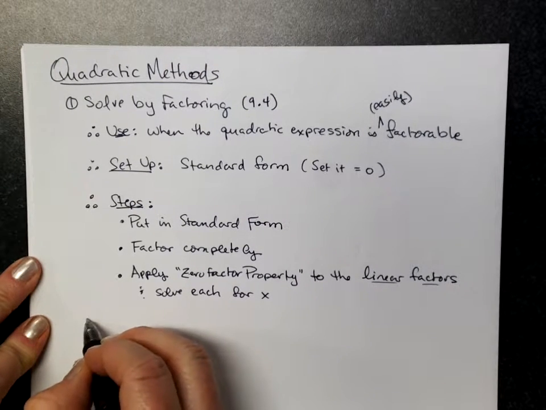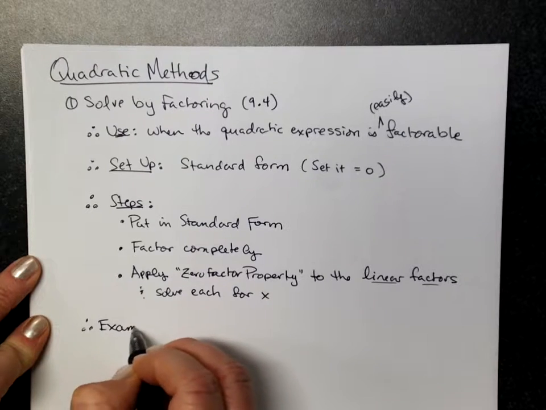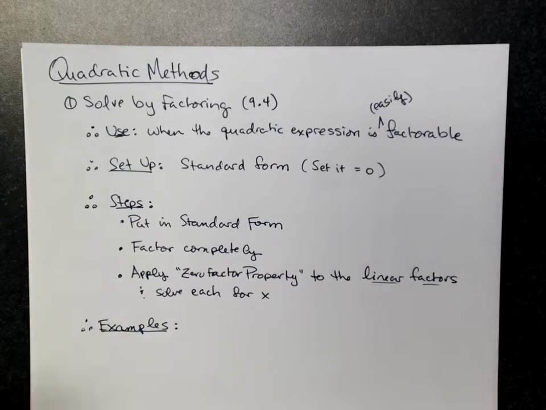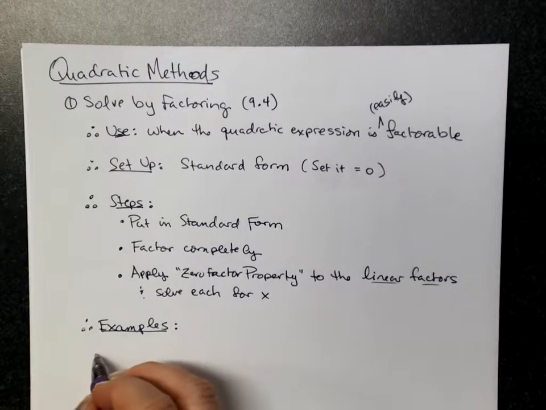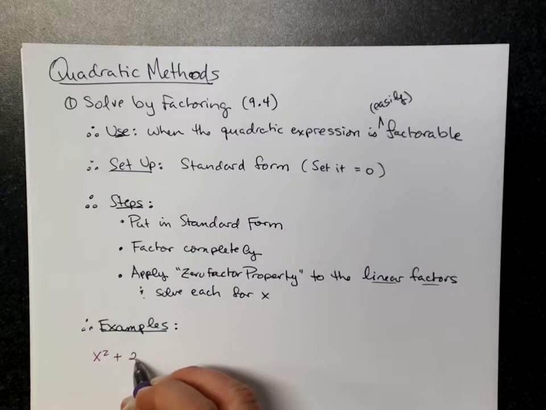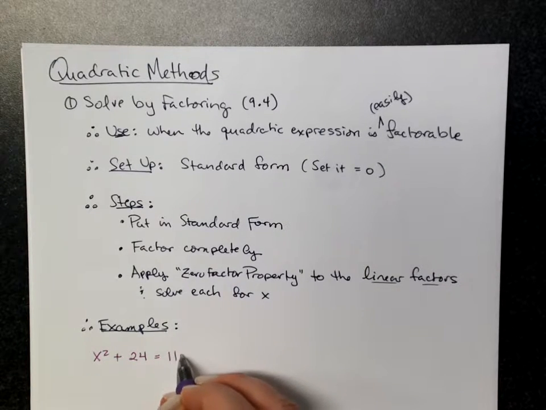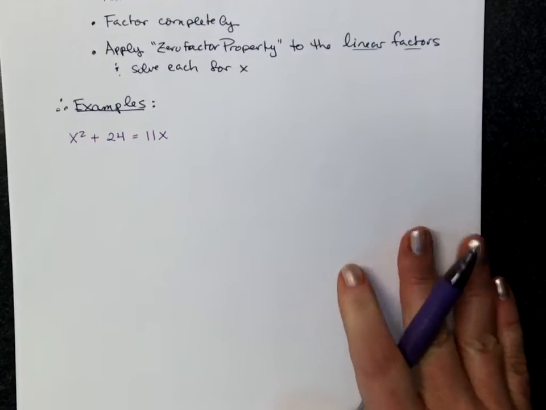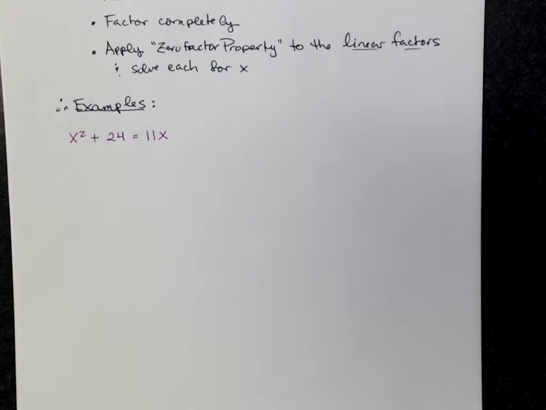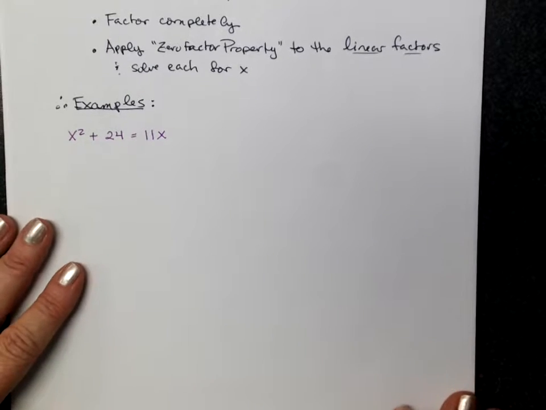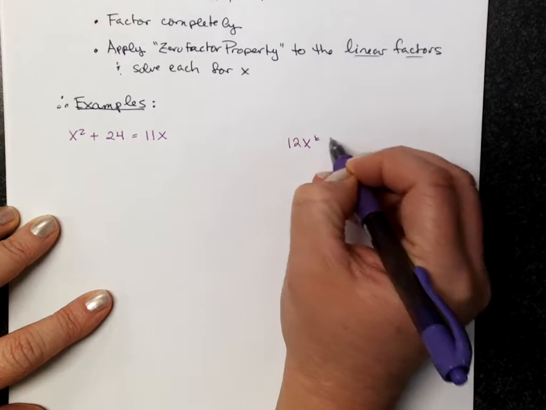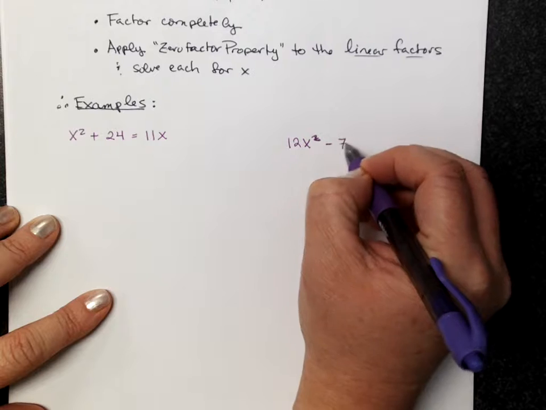All right, so examples. All right, so x squared plus 24 equals 11x. I'm going to go ahead and put up 4 examples. They're going to be 4 examples that are pretty basic factoring. So if you're not super efficient with these, that's something you've got to focus on, you've got to practice. So let's do 12x squared minus 75 equals 0.